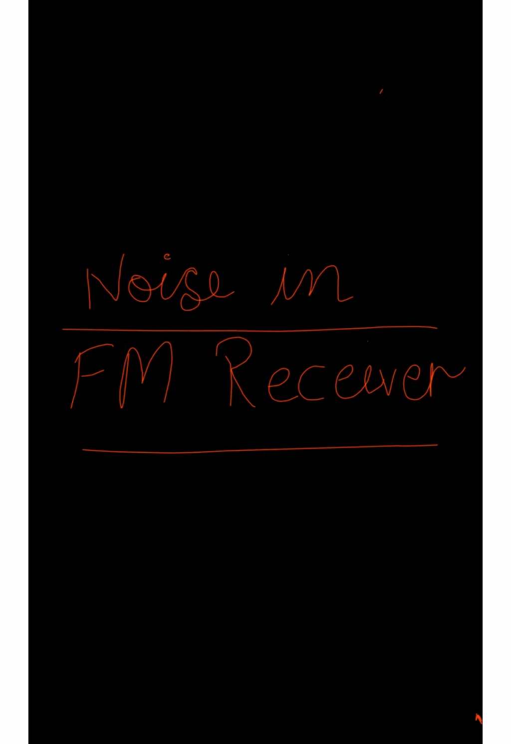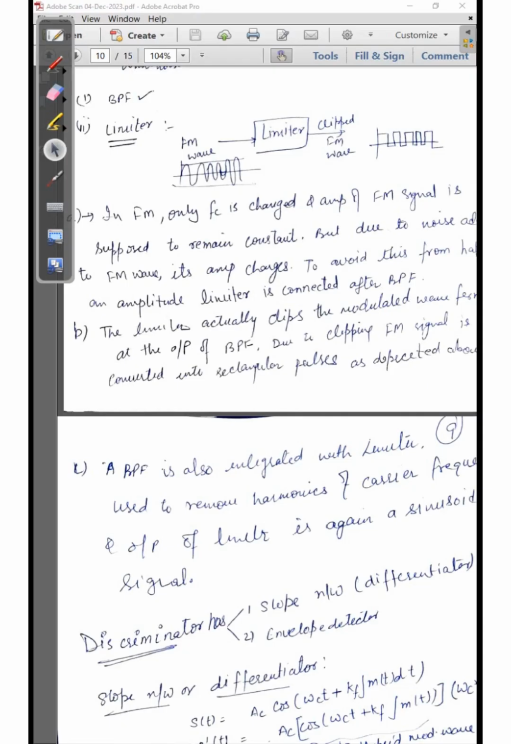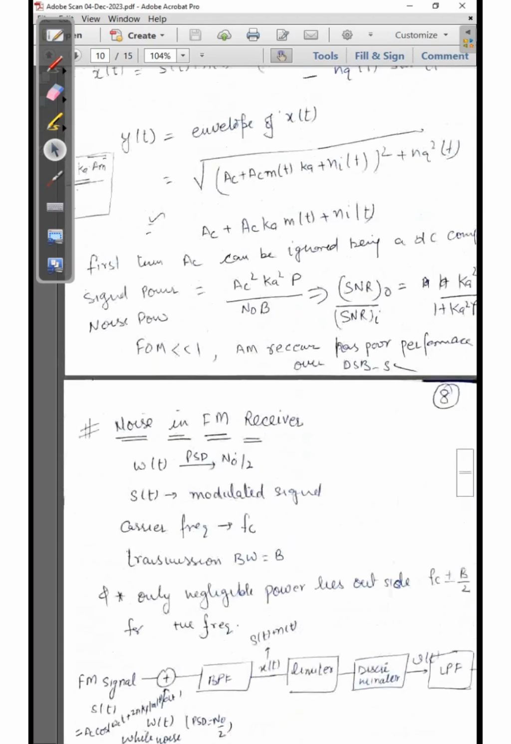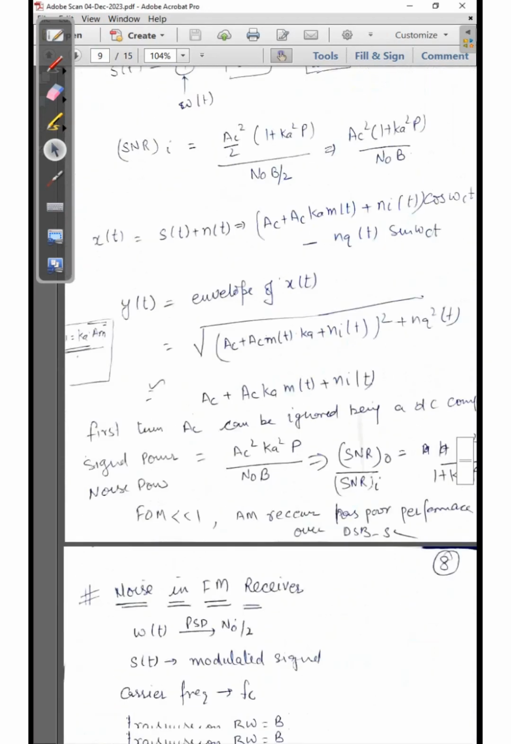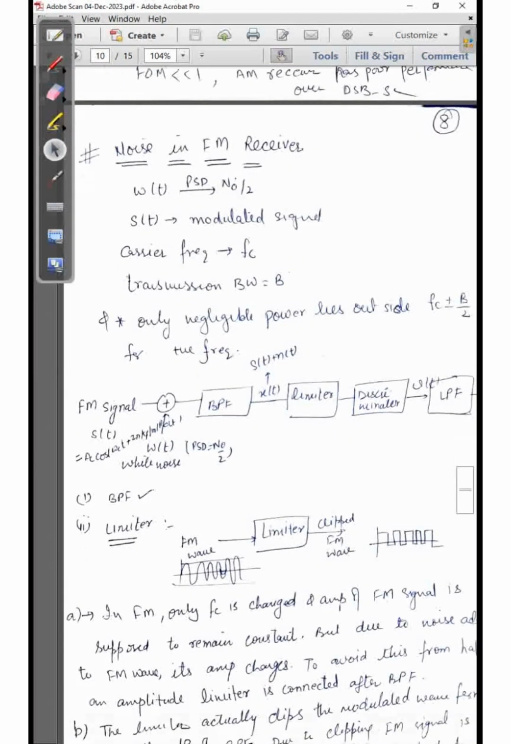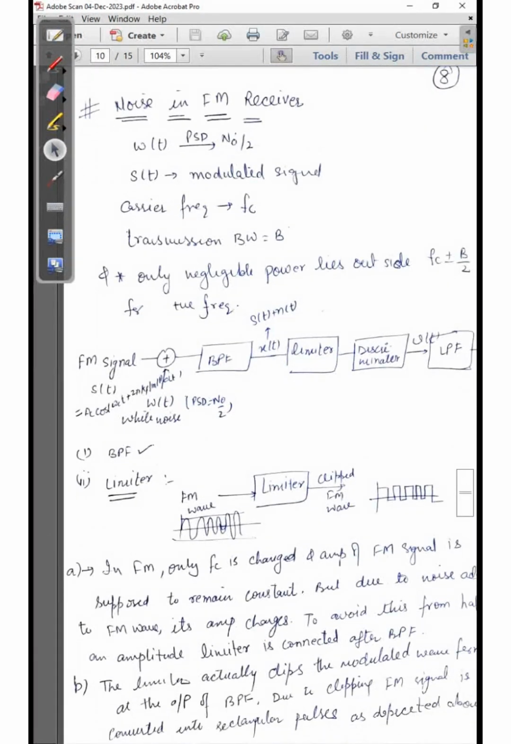Everyone, in today's video we are going to learn about noise in FM receiver. So let's begin today's video. Our topic is noise in FM receiver. The block diagram for the same is shown here in the picture.